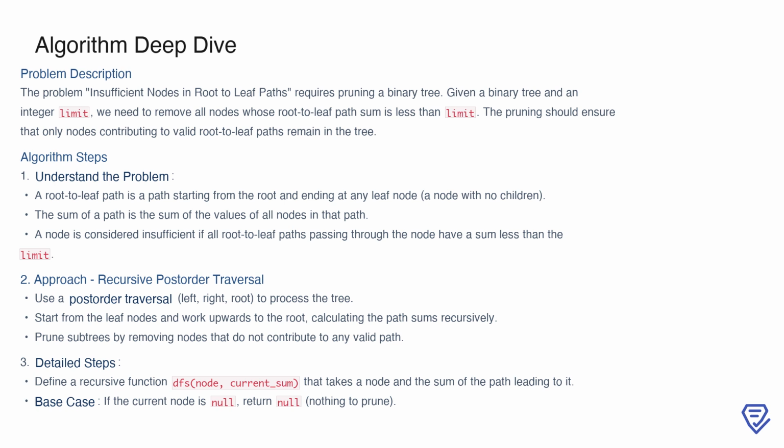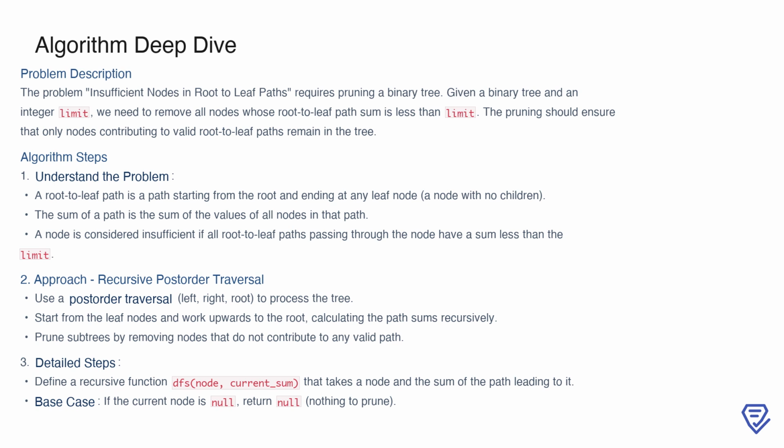If all root-to-leaf paths passing through a node have sums less than the given limit, that node is considered insufficient and should be removed. To solve this, we use a recursive post-order traversal approach. This means we'll process the tree starting from the leaf nodes, moving upwards toward the root. By evaluating each node after its children, we can determine whether the node contributes to any valid path. If not, we prune it.